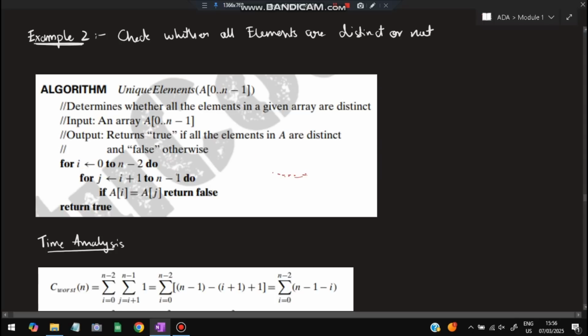So here we need a nested for loop, right? The first loop will run from 0 to n minus 2, and the second loop will run from i plus 1 to n minus 1. First it will run for 5 elements, next for 4 elements, 3 elements, 2 elements, 1 element. So that's why it is n minus 1 here. And it will run till n minus 2, because n minus 2 is the second last element and n minus 1 is the last element. So the first loop should run till here, the inner loop should run till here, and it will compare these two elements at the end.